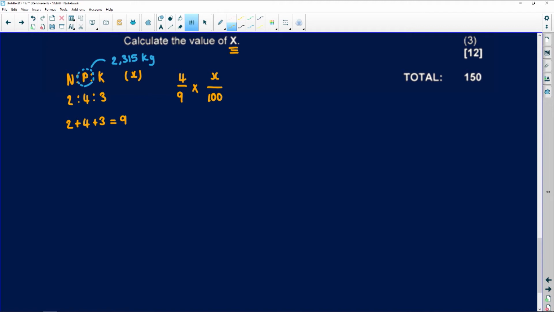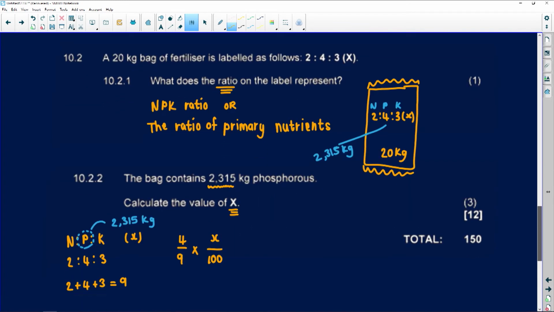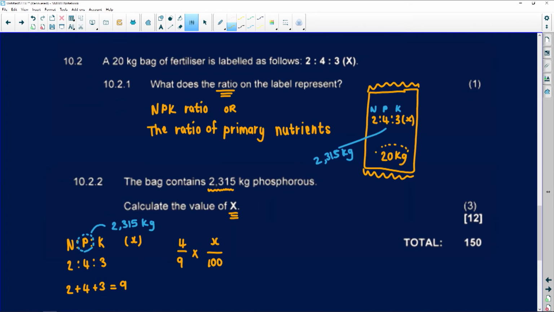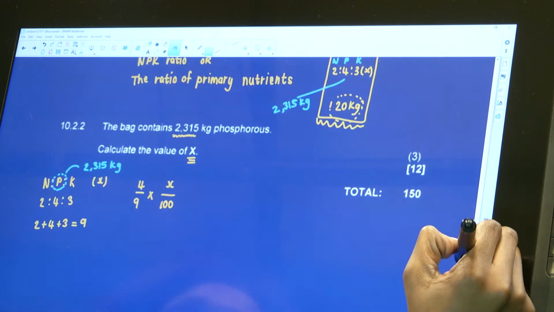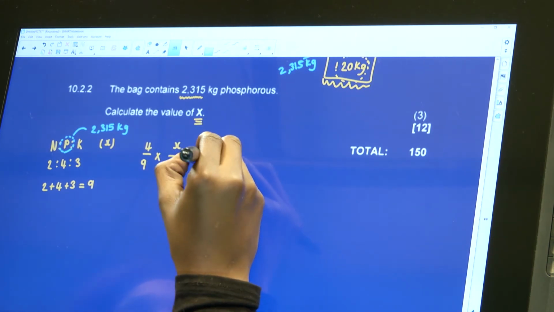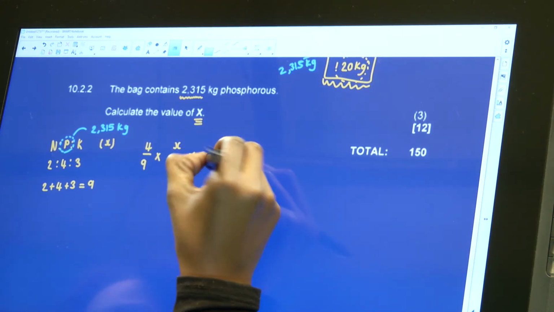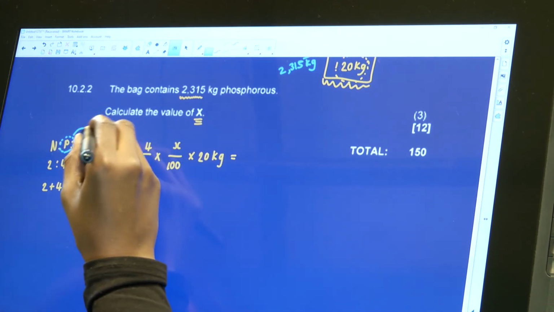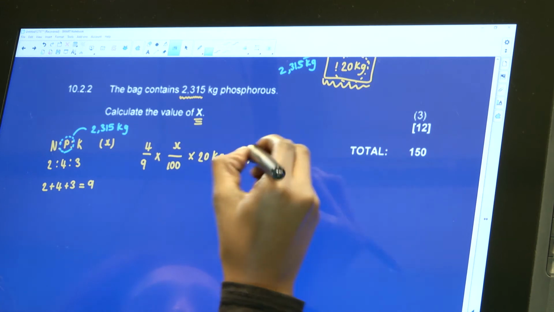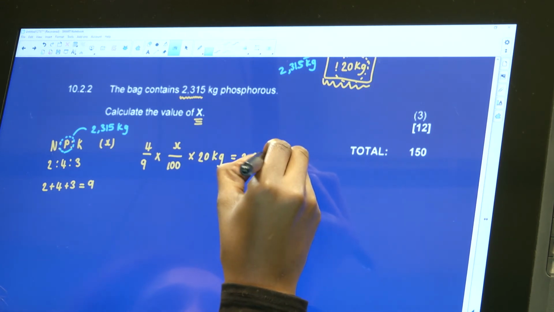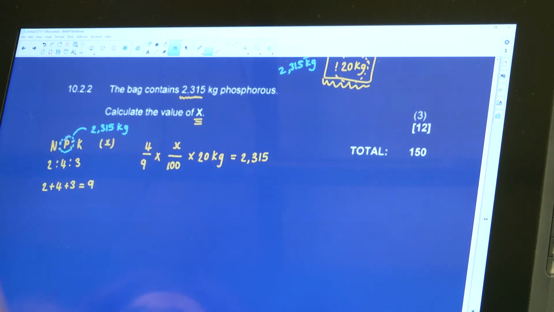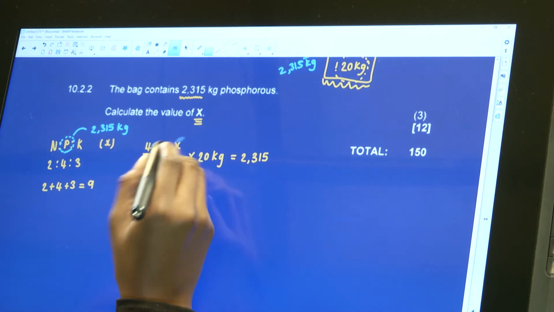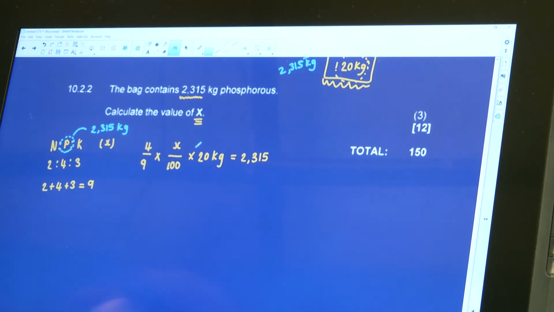I want to go back to my fancy diagram over here. So I'm going to multiply it by the total value of the bag. Remember, I'm looking for the value of X in a 20 kilogram bag. So therefore, I'm just going to multiply this by 20 kilograms. And then for phosphorus, in the 20 kilogram bag, only 2.315 of it is then the P. So now I only have one unknown, and now it's just mathematics.